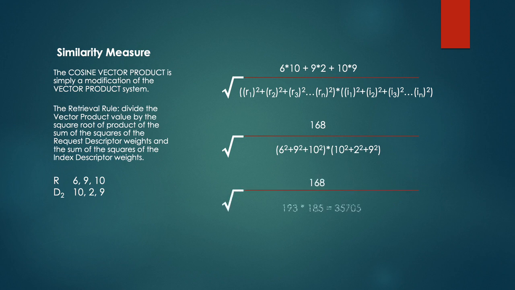It's 168 over 193 times 185. That's 35,705. The square root of that is 188.958, almost 189. So the retrieval status value is 168 divided by 188.958. That's 0.889. So the retrieval status value for document 2 is 0.889.